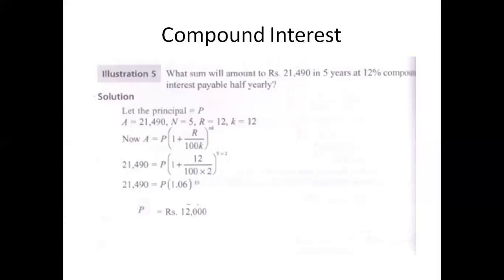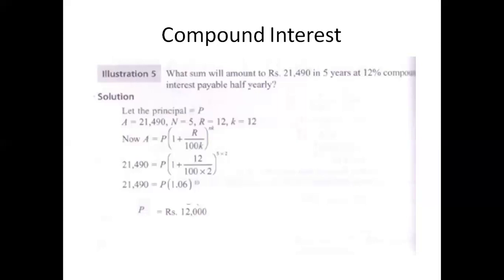Now we have A is equal to P into 1 plus R by 100K whole to the power N into K. Now R here is the rate of interest, that is 12%. Now we have K as 2 because the interest is payable half yearly, that is 100 into K, K is 2. Now the power will be 5 into 2, that is N into K. Now 21,490 is equal to P into 1.06 to the power 10, or P is equal to 12,000.